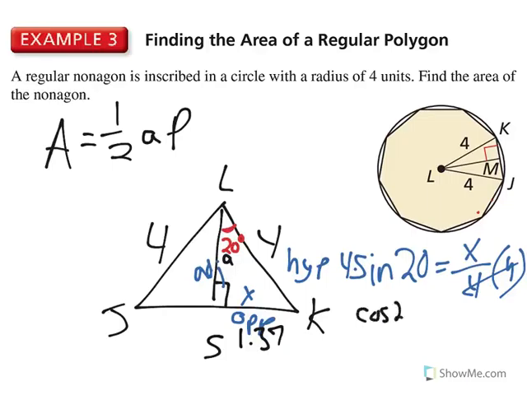So if I do cosine of 20, that would equal my adjacent, my apothem of a, over my hypotenuse 4. So if I multiply by 4 here, I'm going to do 4 cosine of 20. And so when I work that out, I get 3.76.